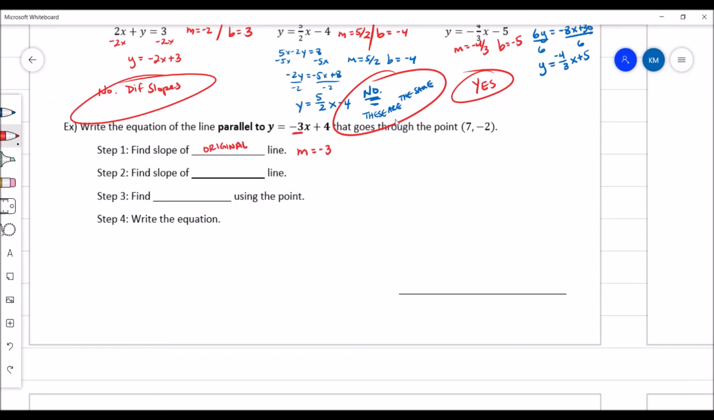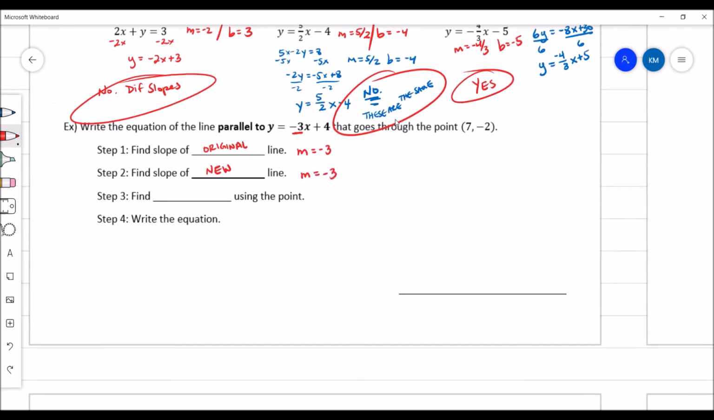Now we're going to find the slope of the new line. And we do that with knowing what we have to know. If the line's parallel, it has the same slope. So if our original line was -3, then the slope of our new line is -3.